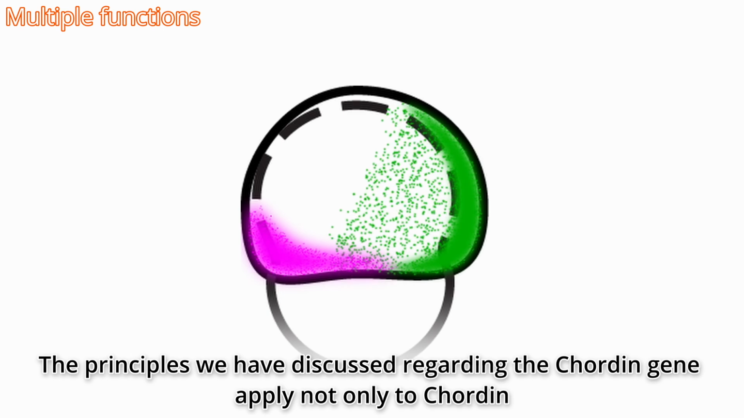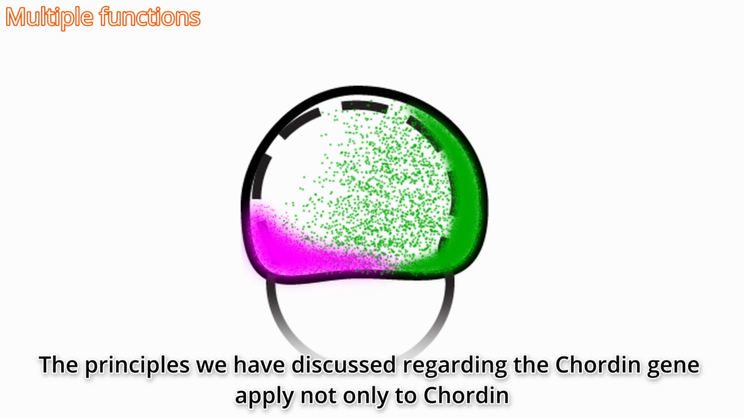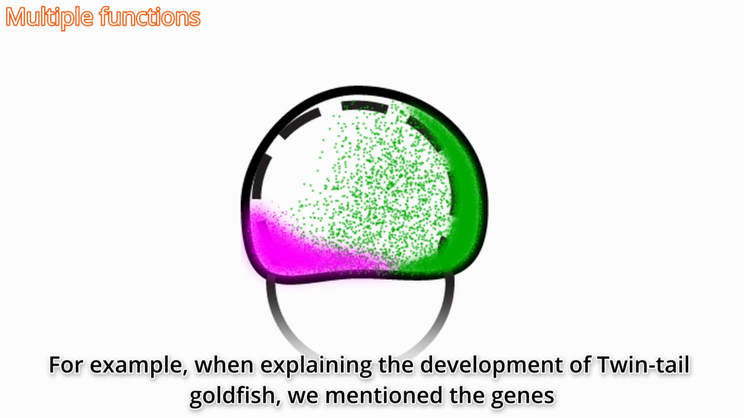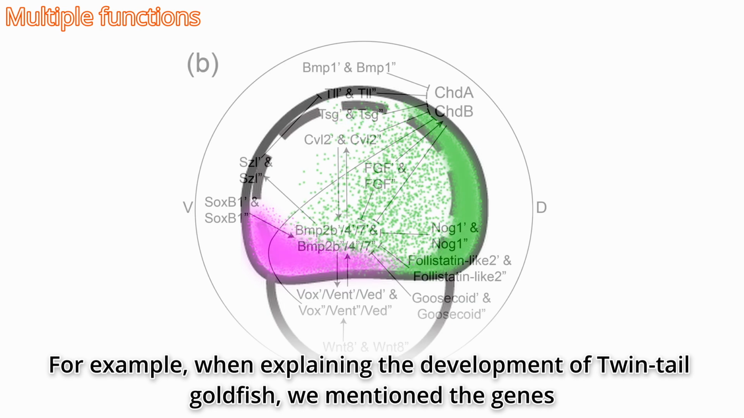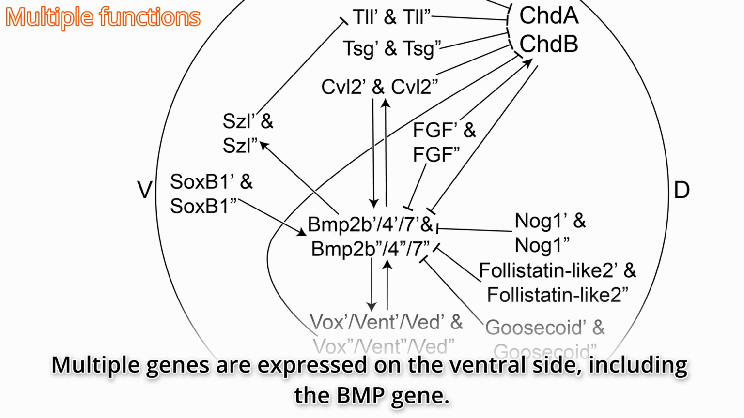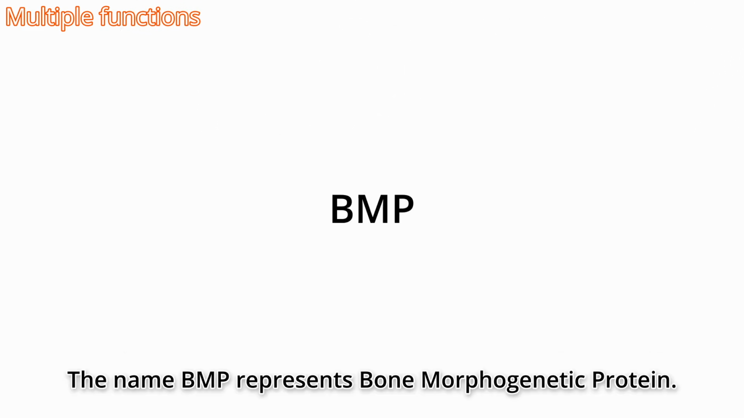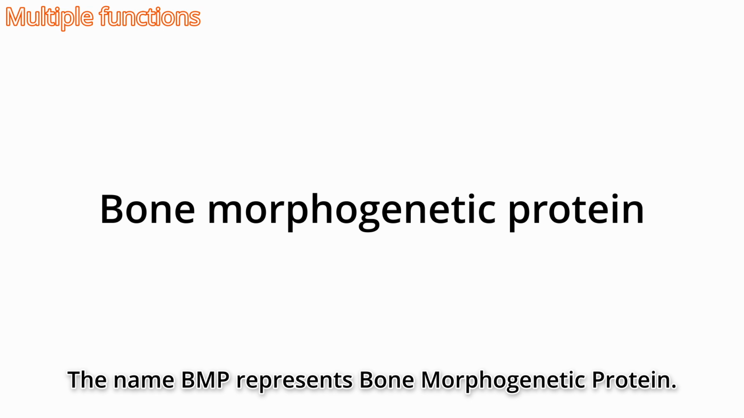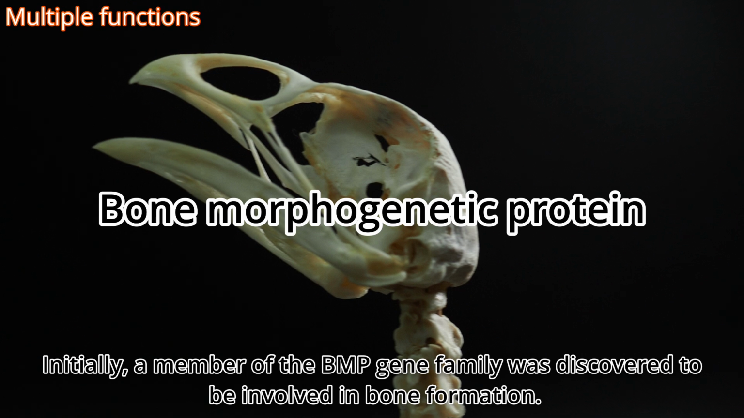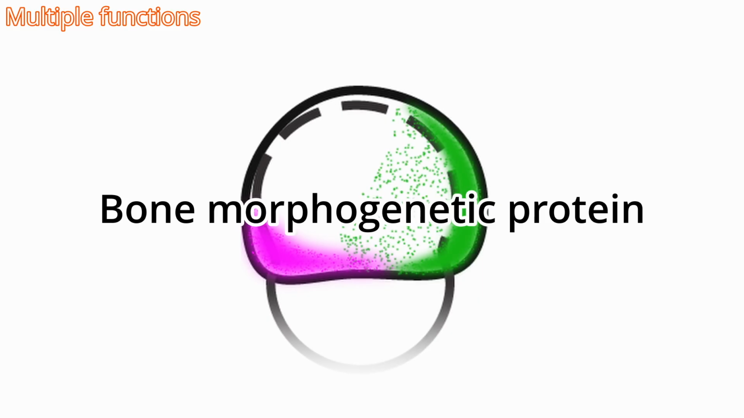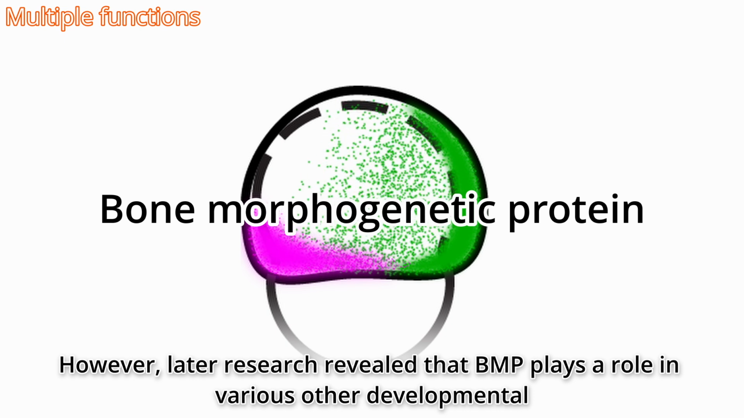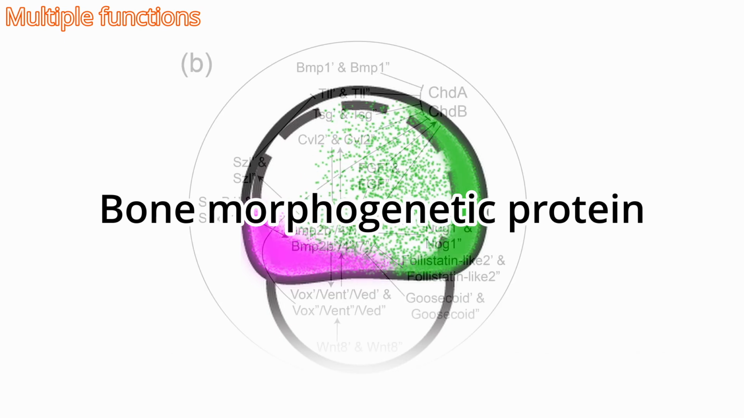The principle we have discussed regarding the coding gene applies not only to coding but also to other genes. For example, when explaining the development of twin-tailed goldfish, we mentioned the gene that determines the ventral side. Multiple genes are expressed on the ventral side, including the BMP gene. The name BMP represents bone morphogenetic protein. Initially, a member of the BMP gene family was discovered to be involved in bone formation. However, later research revealed that BMP plays a role in various other developmental processes beyond just bone formation.